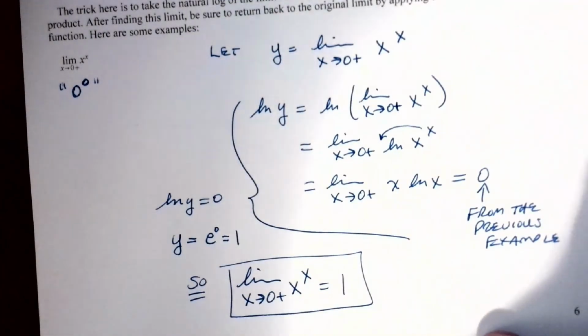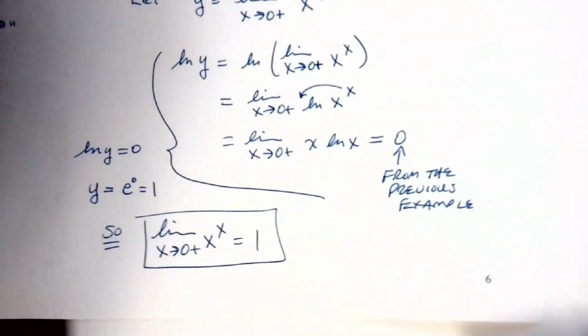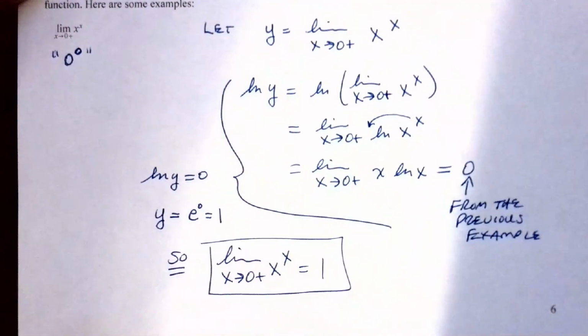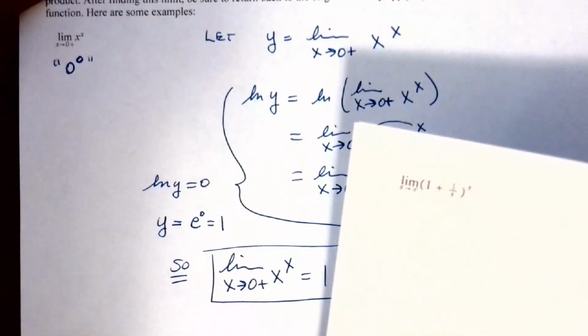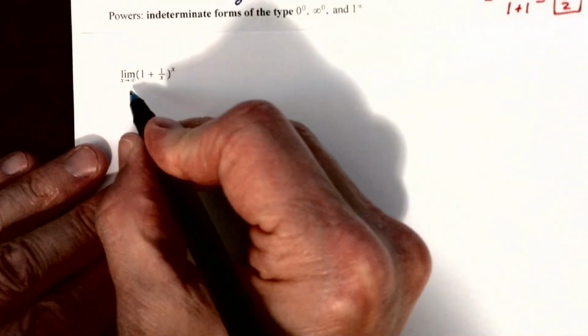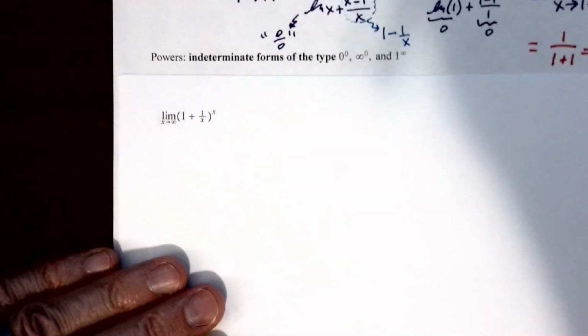I want to finish with one more involving an exponent, and it's kind of a classic one. So let's take a look at this. As x goes to infinity, what's the limit of the quantity 1 plus 1 over x raised to the x power?